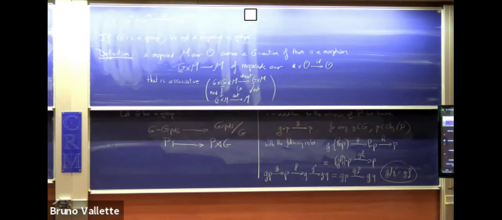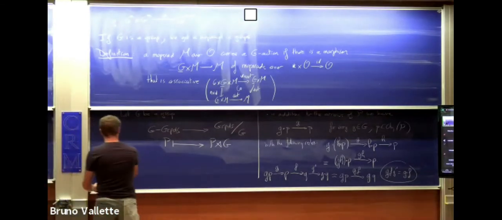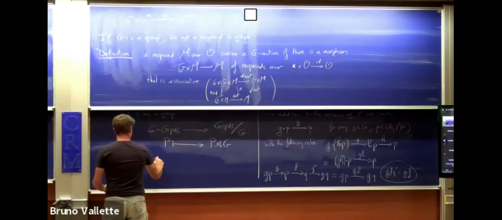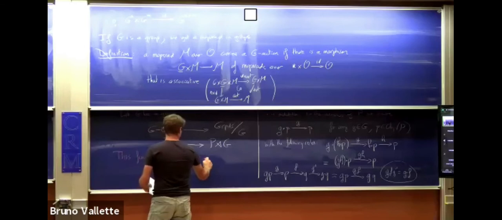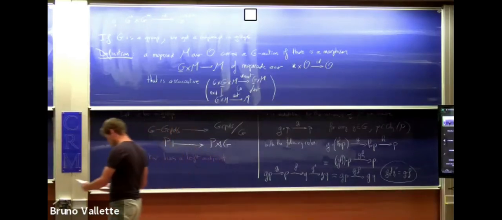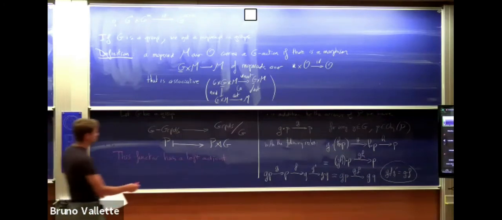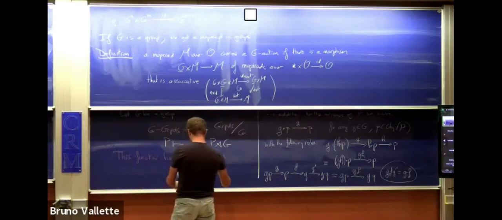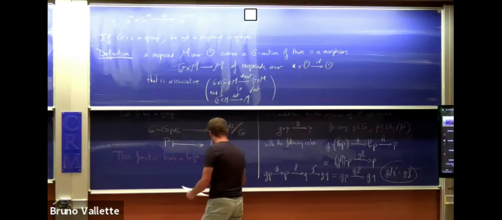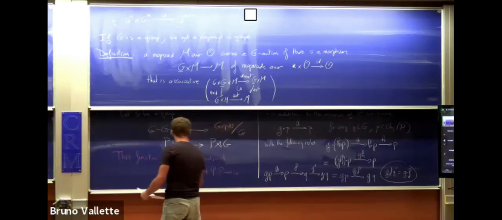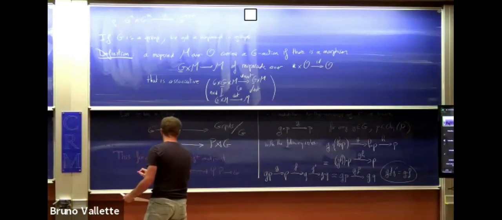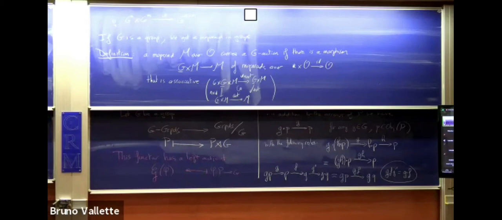This is a functor, and this functor has a left adjoint that I want to describe for you. So this left adjoint, let's write it. It will send a map phi, let's say from P to G, to something that I'm going to call G of phi. So let's describe this now. Well, it's a left adjoint, so it's going to be a free construction.